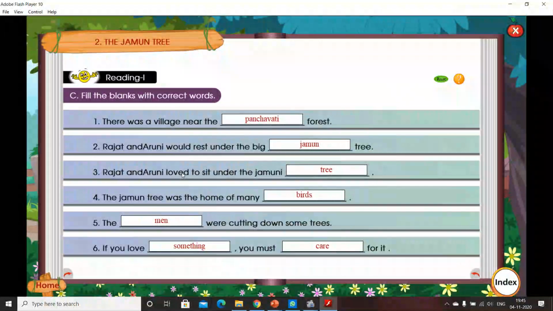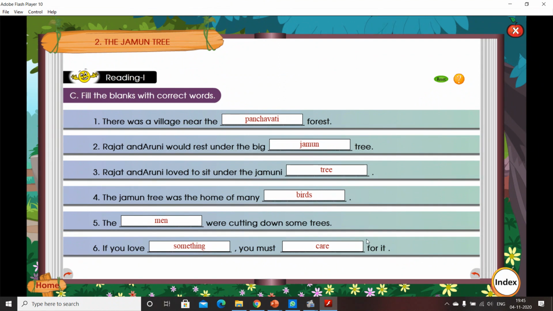Rajat and Aruni loved to sit under the Jamun tree. The Jamun tree was the home of many birds. The men were cutting down some trees. If you love something, you must care for it.